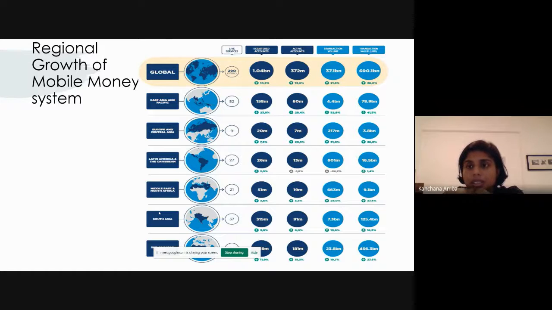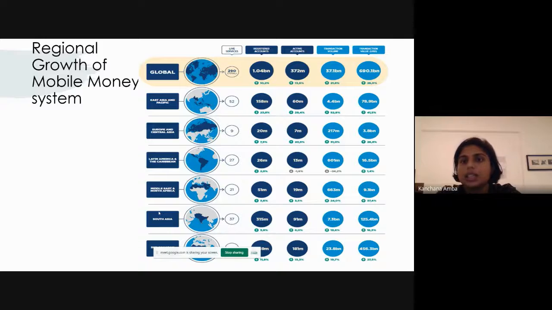So 690 billion, right? That's quite a big increase. Now, in South Asia, there is also an increase, but it's not such a drastic increase.